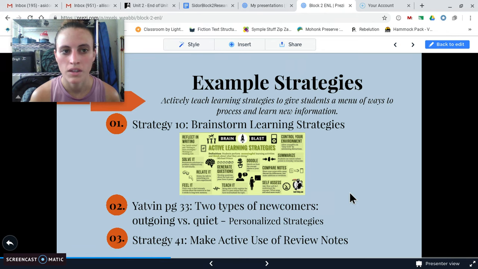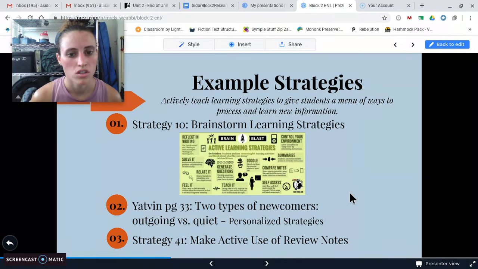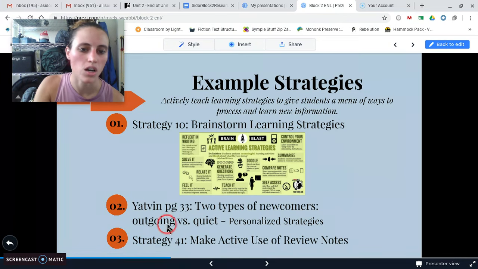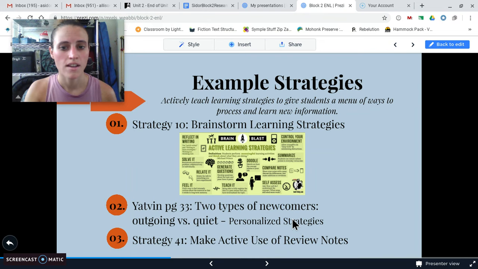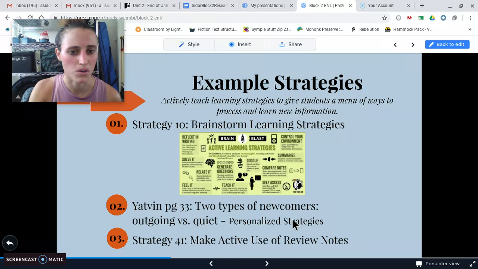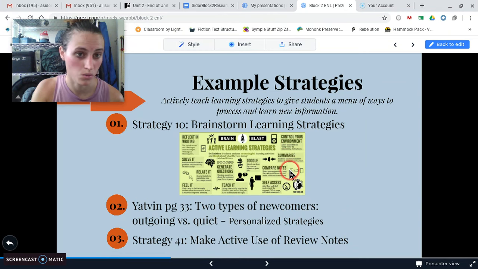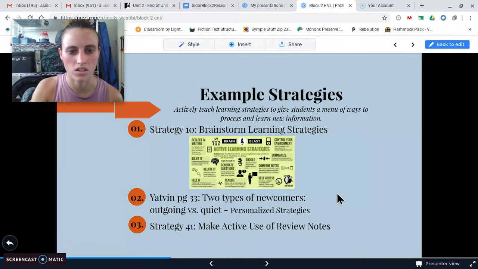and learning new information. In our reading, Yatman on page 33 said there are 2 types of newcomers, outgoing versus quiet. I thought this was a really important thing to note in terms of brainstorming learning strategies, because when there's 2 different kinds of learners, especially a student who's really social and outgoing and a student who's really quiet, they're probably going to want different learning strategies. Different ones are going to work better for different students. The outgoing student might really like comparing notes with another student, and the quieter student probably would rather reflect in writing. So I think making sure that we're personalizing these learning strategies is important.